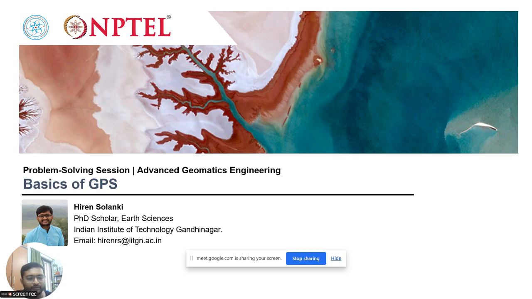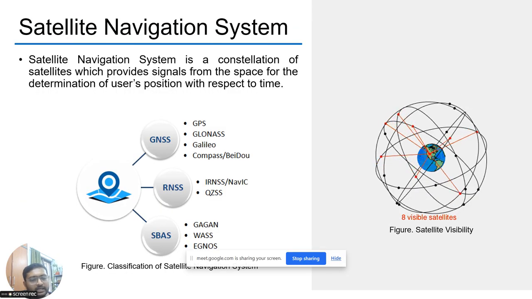So those who don't know me, I am Hiren Solanki, a PhD scholar in the Department of Earth Science at IIT Gandhinagar. I am a fourth-year PhD student in the Department of Earth Science and working on machine learning and deep learning techniques in hydrology and how we can incorporate them for inflow prediction and flood predictions.